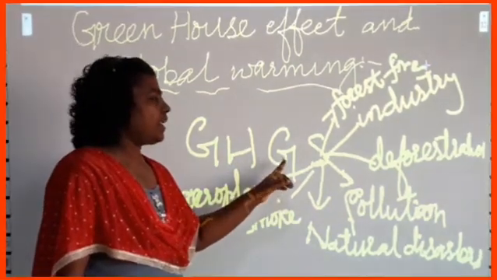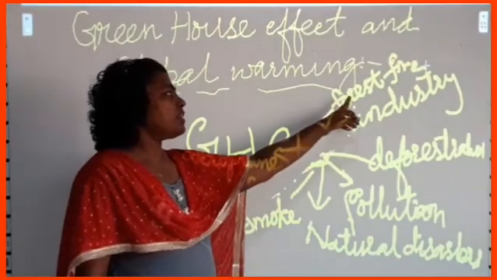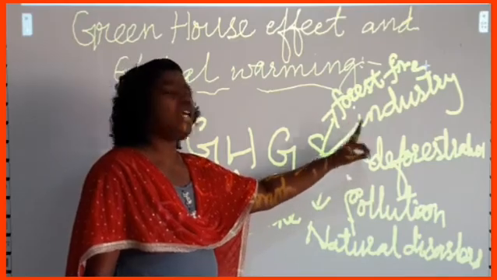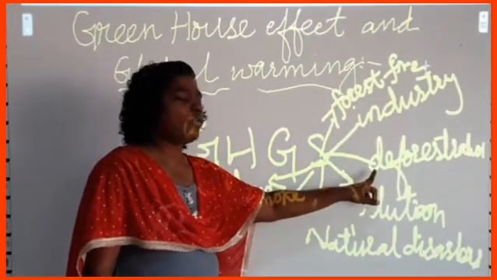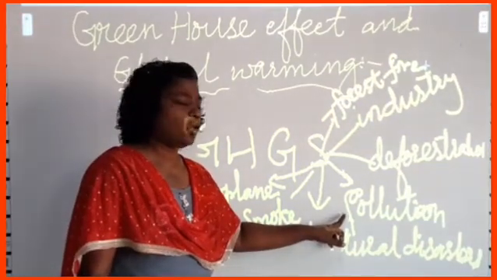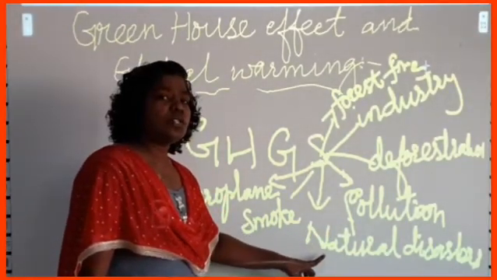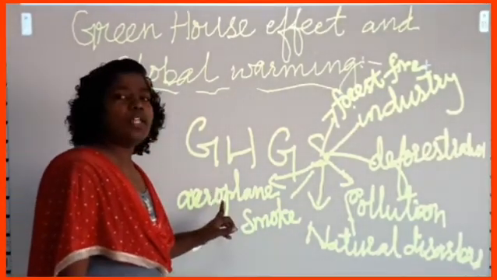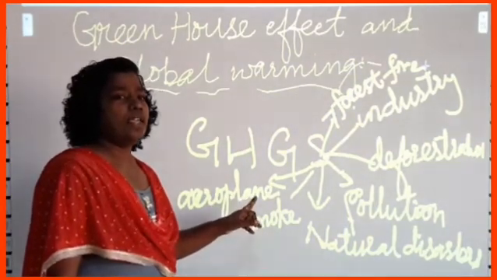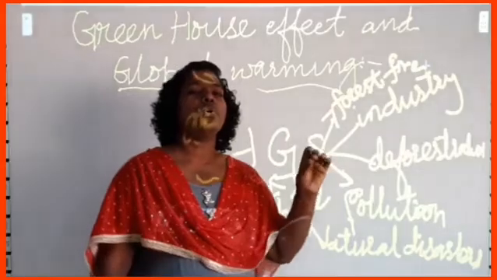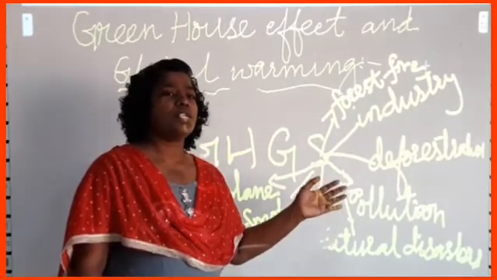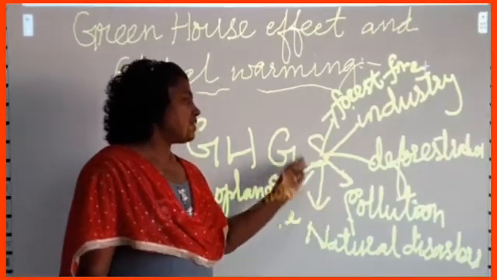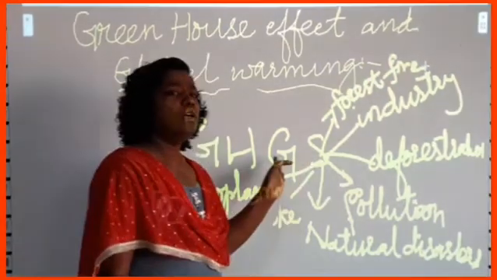What are the reasons for the increase of greenhouse gases? Forest fire, industries, deforestation: increase of forest fire, increase of industries, increase of deforestation, increase of atmospheric pollution, and increase of natural disasters, increase of smoke from the factories, and also aeroplanes that fly in the sky. Apart from that, there is also deforestation, or removing the forest for agriculture and for other purposes, that causes the increase of greenhouse gases.